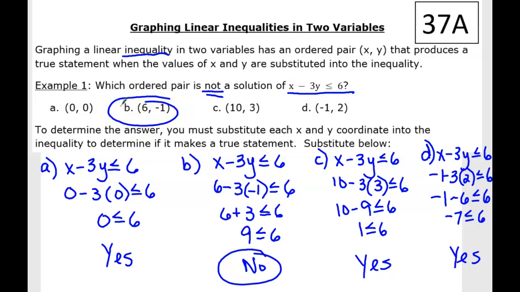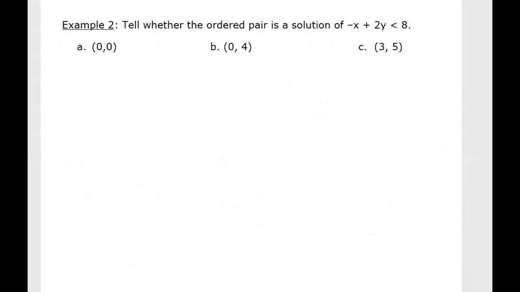All right, so why don't you pause the video and try this next example. Tell whether the ordered pair is a solution of negative x plus 2y is less than 8. All right, I'm going to go ahead, hoping that you continue the video and check it out.